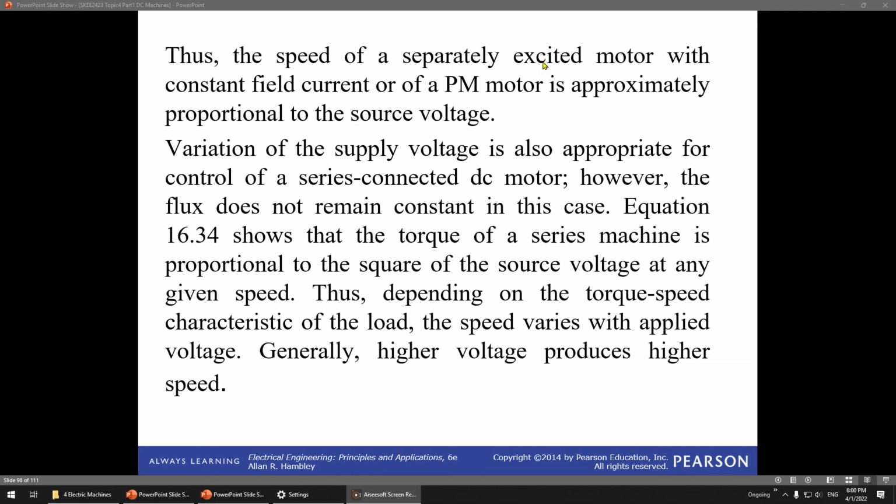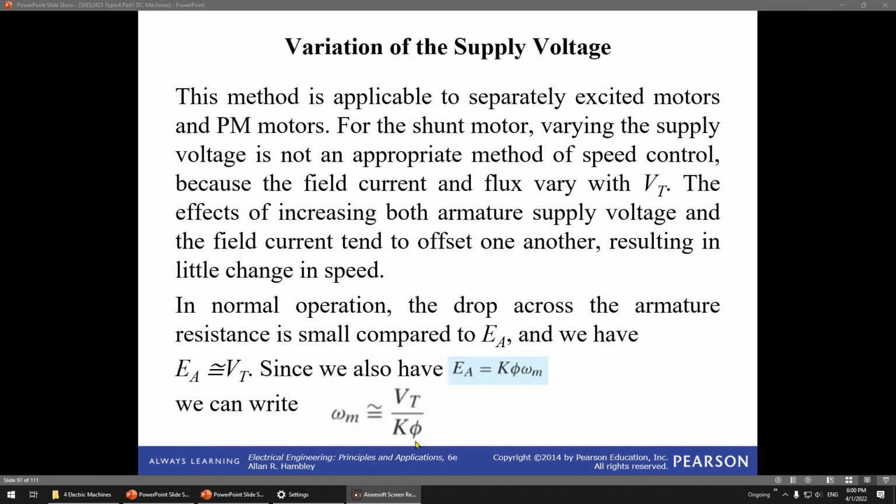Thus, the speed of a separately excited motor with constant field current, or the PM motor, is approximately proportional to the voltage. This PM is a permanent magnet, which means you don't have a current for the field. You have a naturally occurring magnet, a permanent magnet, so this one will be fixed.